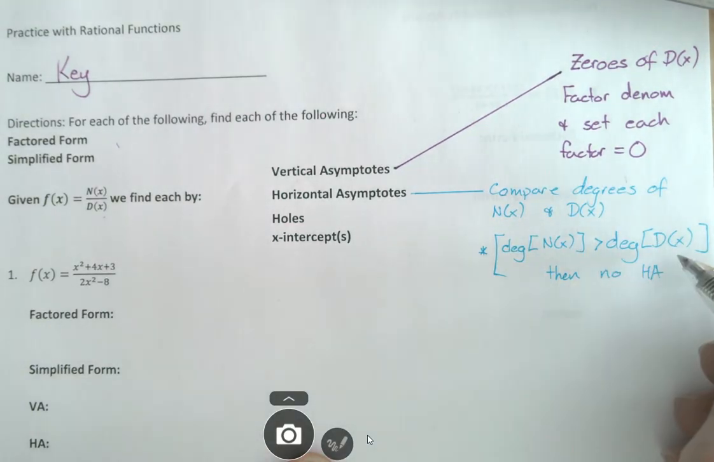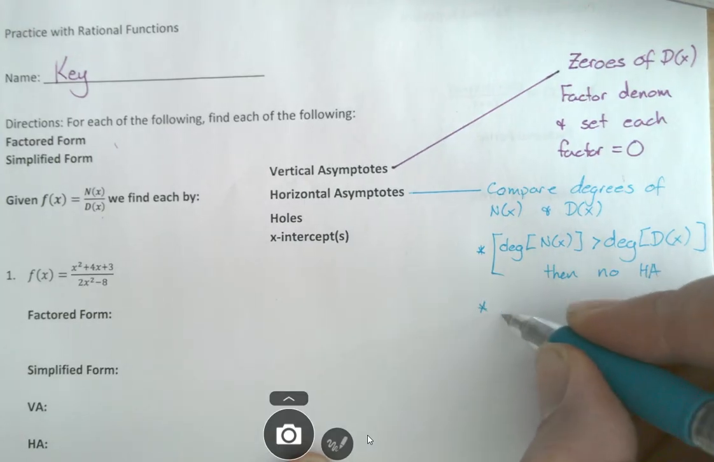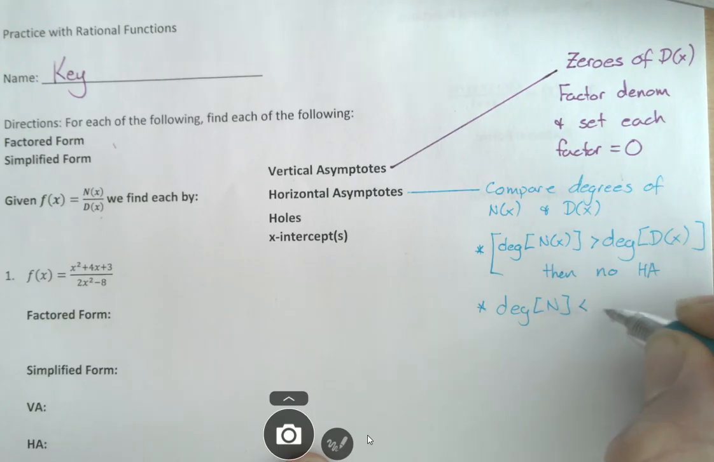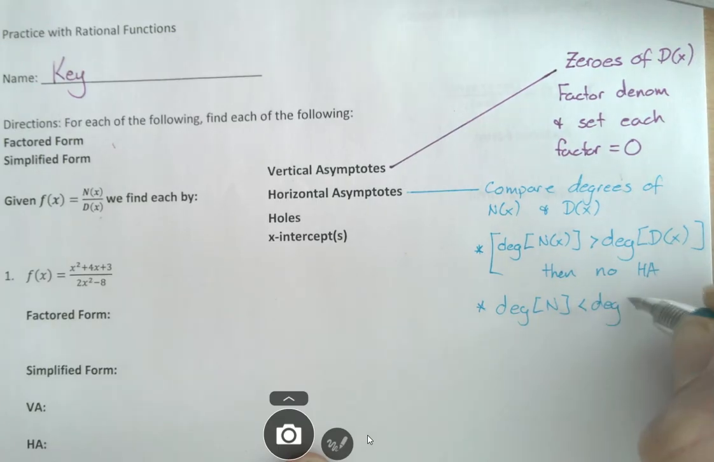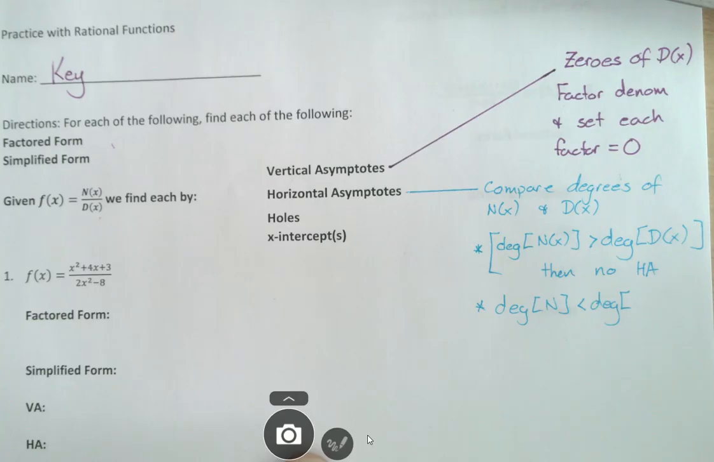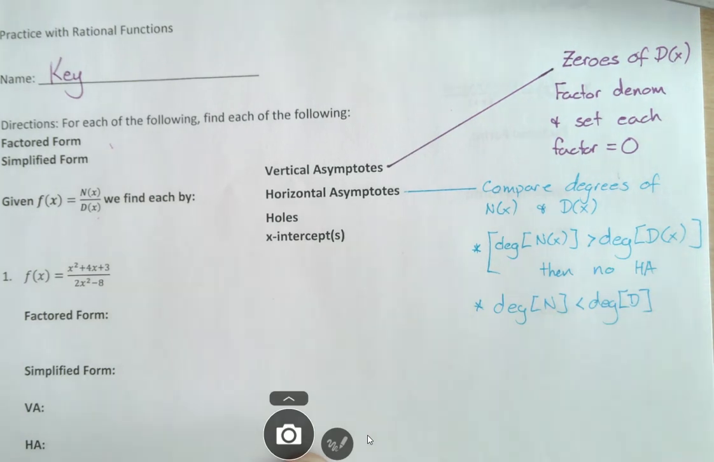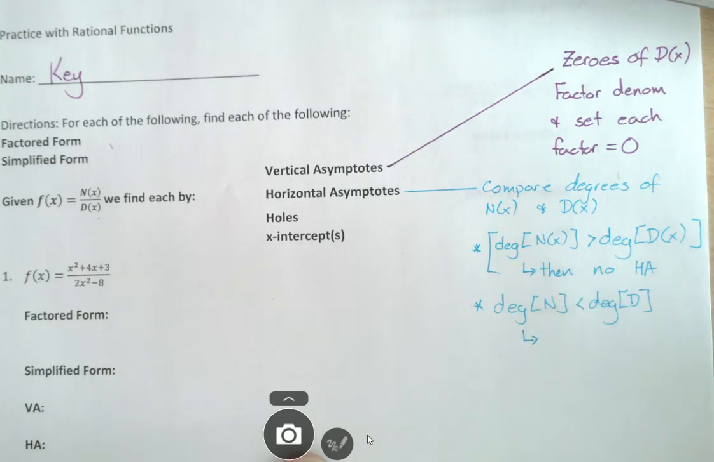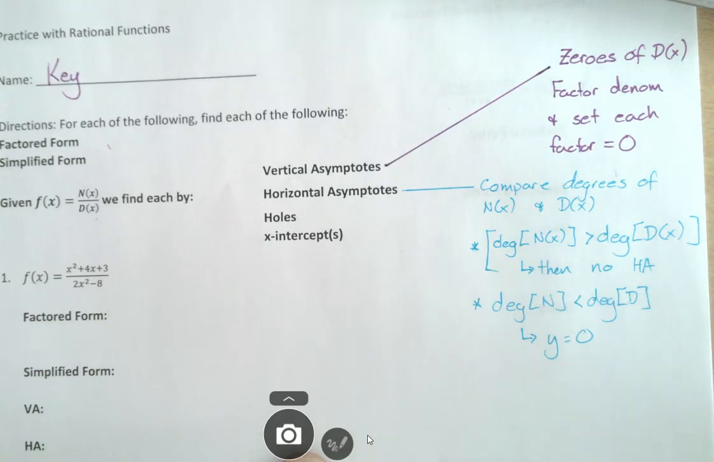If the degree of the numerator is bigger, no asymptote. Give me another possibility. If the numerator is smaller, and when I say that, I mean if the largest exponent on a variable in the numerator is smaller than the largest exponent on a variable in the denominator, where's my asymptote? If the numerator is smaller, y equals 0.